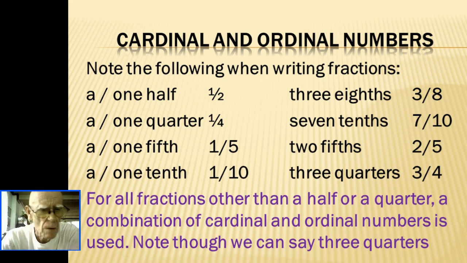Note the following. We can say a half or one half, a quarter or one quarter, a fifth or one fifth, a tenth or one tenth. But if the numerator is plural, we say three eighths, seven tenths, two fifths, three quarters. For all fractions other than a half or a quarter, a combination of cardinal and ordinal numbers is used. Note though, we can say three fourths.